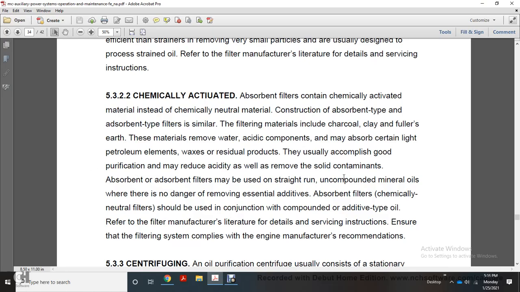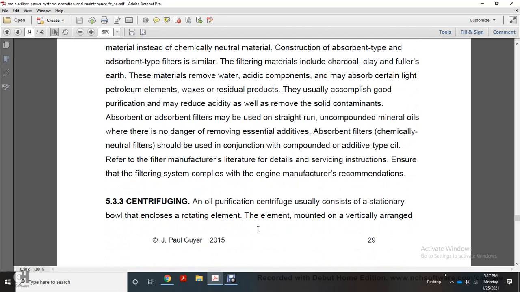They usually work well, but the purification may reduce the acidity as well as remove solid contaminants. Absorbent filters may be used with straight-run, uncompounded mineral oils with no danger of removing essential additives. A chemically neutral filter should be used in conjunction with compounded, additive-type oil. Refer to the manufacturer literature for detailed instructions. Ensure the filtering system complies with the engine manufacturer recommendation.